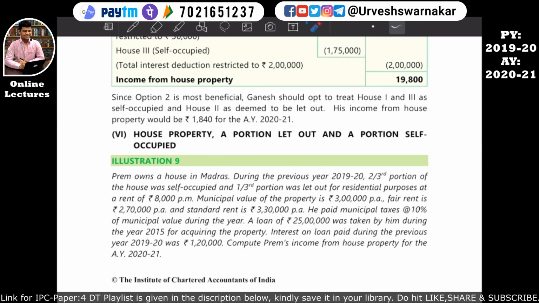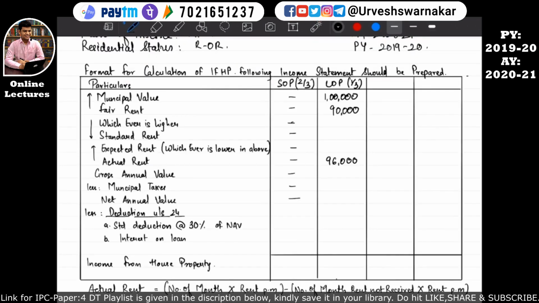But the standard rent given is 3,30,000. So this 3,30,000 will be divided in the portion of the let out property, that is 1/3. So that means 1,10,000 is the value of the standard rent. I hope that is quite clear. So we will feed that detail, 1,10,000. Wait, I fed that detail at the wrong place. 1,10,000. So let's calculate the GAV now.